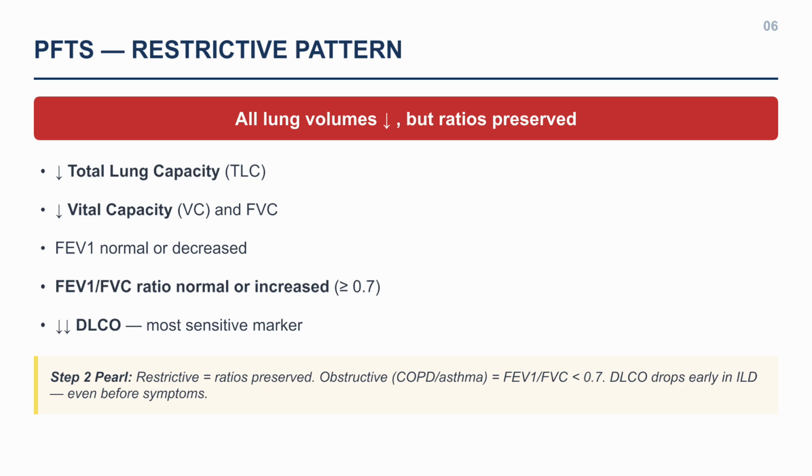Step 2 Pearl. Restrictive disease preserves the ratio. Obstructive diseases like COPD and asthma drop the FEV1 to FVC ratio below 0.7. DLCO is the most sensitive marker of ILD.